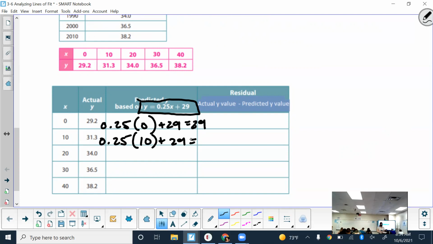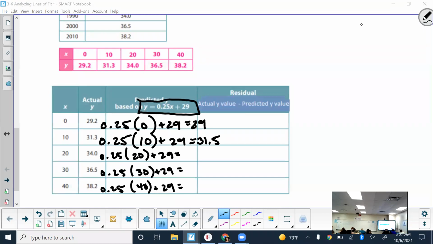This time I'll use a calculator. And we get 31.5. All right, so do the same thing with the other X values. So practice inputting these other X values into the equation to get your predicted Y values. Your predicted Y values come from your line of fit.